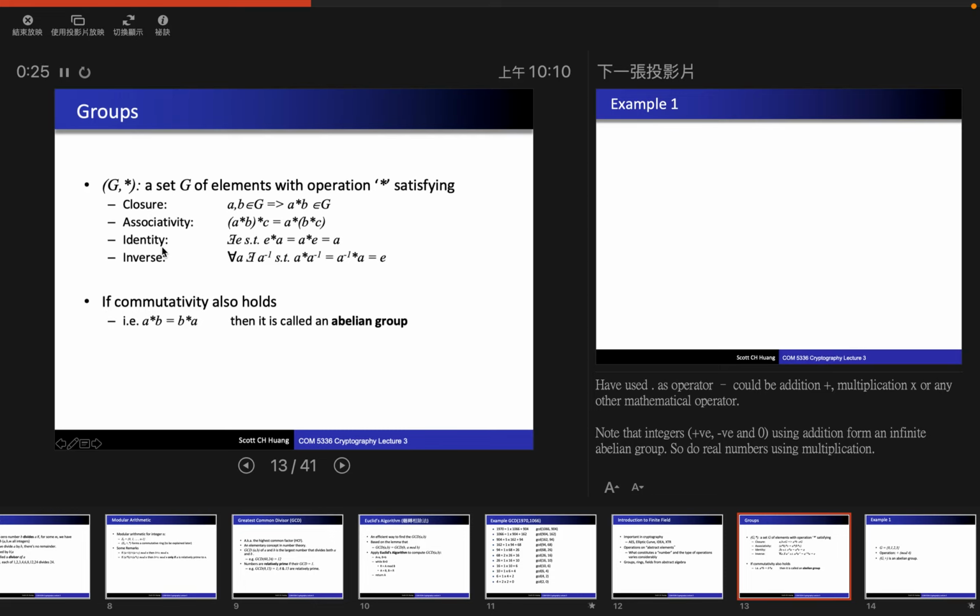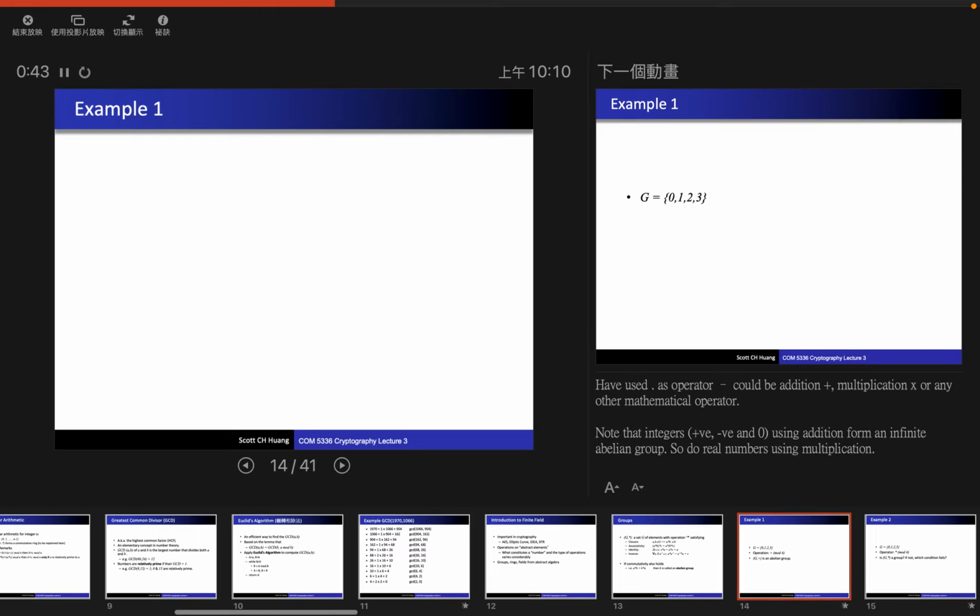These four requirements were considered by mathematicians the most fundamental assumptions, according to 100 years of experience of studying. And there's another one, G5, that's commutativity. If G5 holds, then it's an abelian group. So we have some examples.